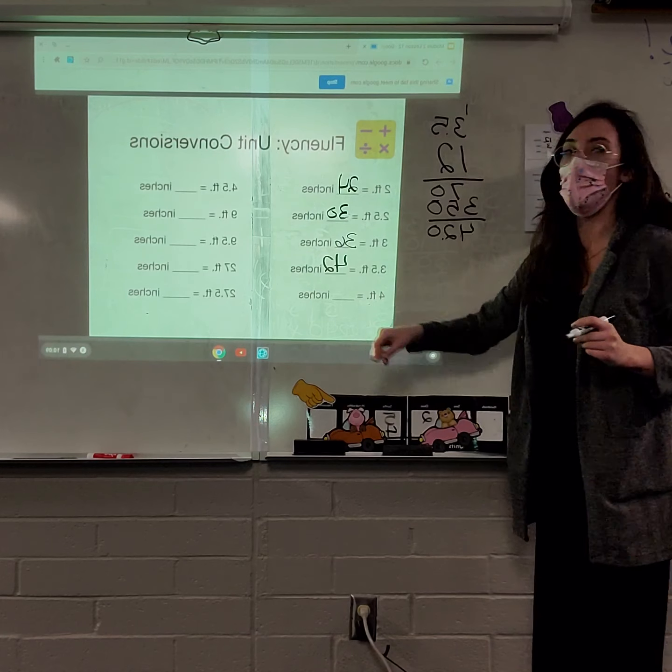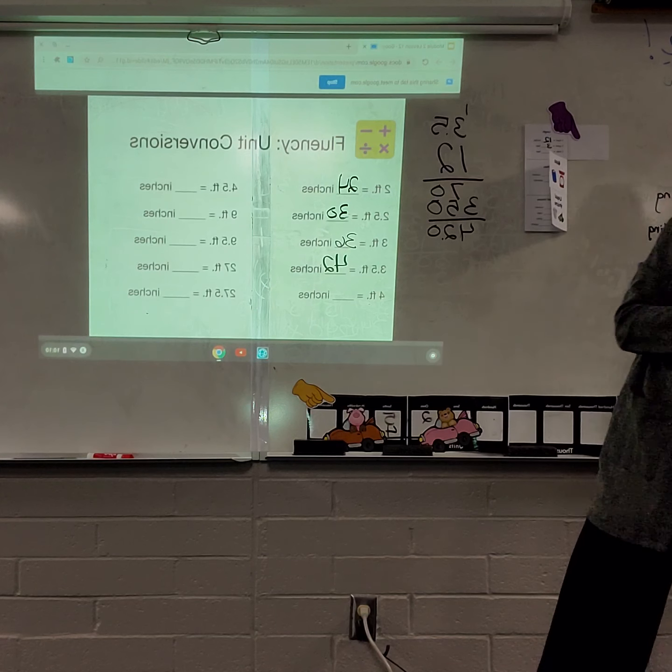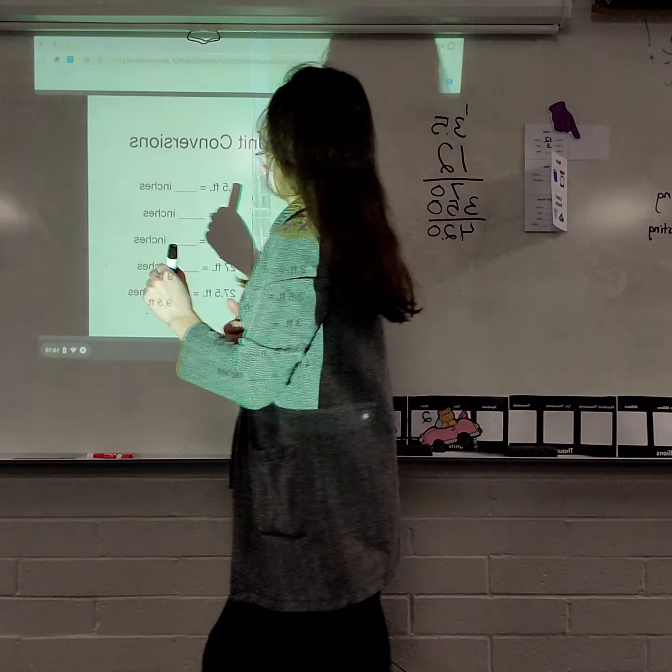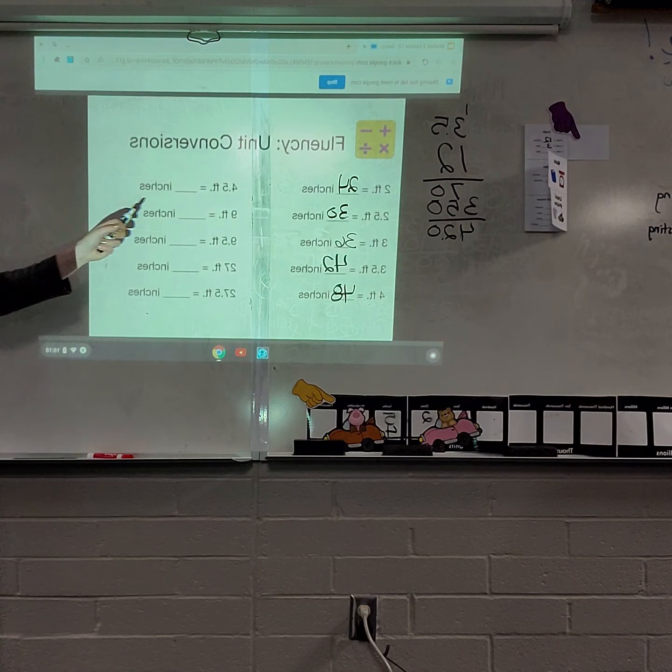4 feet is equal to how many inches? We've done this one already. 4 feet is equal to 48. Thank you. Why is everybody so much faster than me? They're faster than me, even. 4.5 is equal to how many inches?